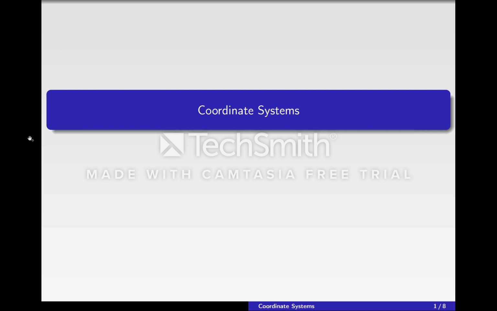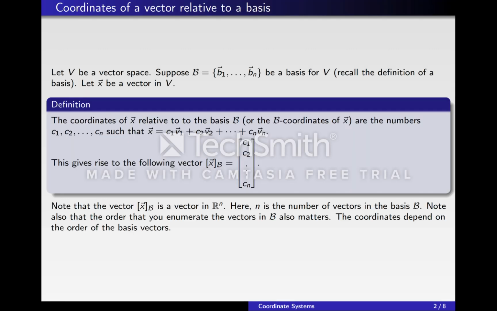So today we're going to talk about coordinate systems. The idea is we're going to try to find some way of taking a vector in a vector space V into some representation in Rn. So more specifically, let V be a vector space, and suppose that V has a basis of size n, and we call it script B, and the vectors in the basis are b1 vector through bn vector.